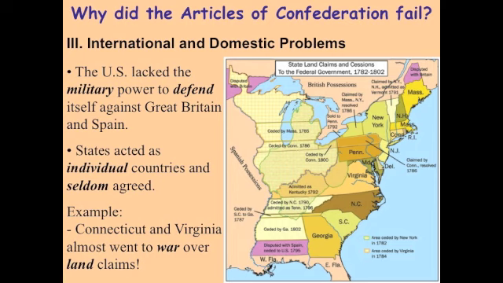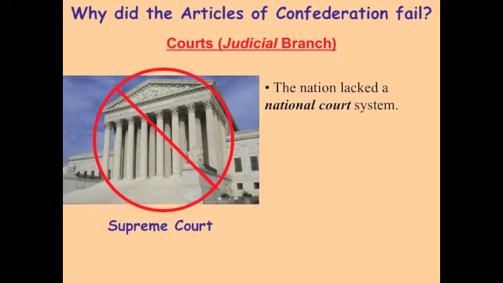States were acting more like countries, and they didn't necessarily agree. What Massachusetts wanted was very different than what Virginia wanted. It was so bad that Connecticut and Virginia even threatened to go to war over land. If you remember your map, Connecticut and Virginia are nowhere near one another. But there was a lot of fight and a lot of animosity between the states.